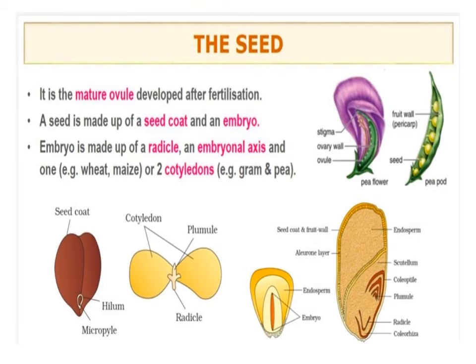A fertilized ovule develops into a seed. It consists of a seed coat and an embryo. The embryo is made up of an embryo axis and one cotyledon, for example wheat and maize, or two cotyledons, for example gram and pea.